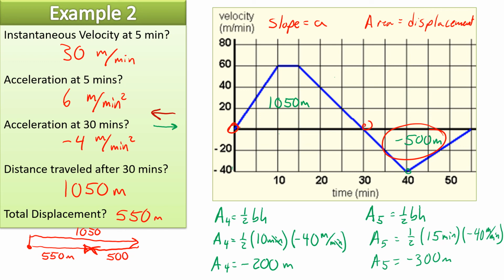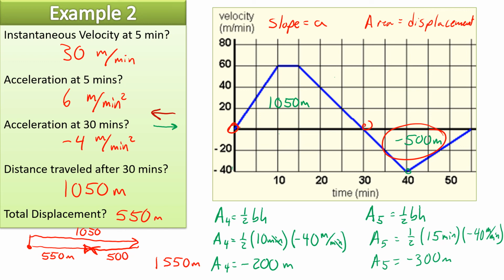What is your total distance that you traveled? Well, here we don't care about the direction, right? So it would just be 1,050 plus 500. Your total distance traveled is 1,550 meters. They didn't ask that, but just in case you wanted to know.